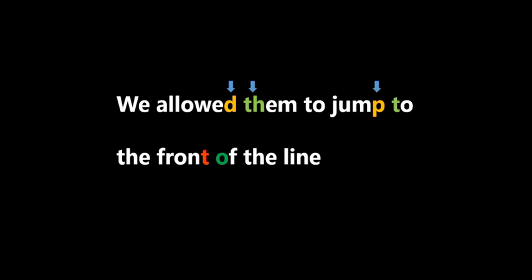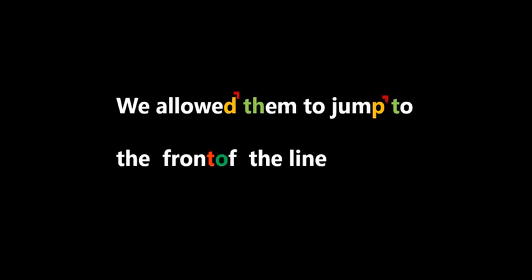The plosive consonant P, right before the consonant T, it can be unreleased. Jump to. Don't say jumpa to. Consonant and vowel blended, front of. If we write the sentence by pronunciation, we can change it like this. We allowed them to jump to the front of the line. Please repeat after me. We allowed them to jump to the front of the line.